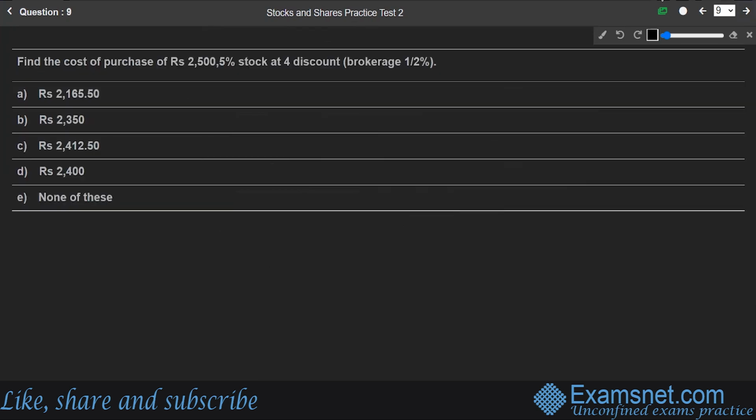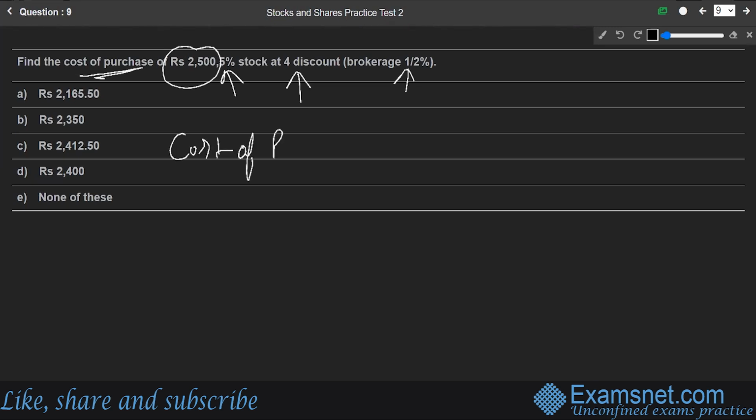Now the question says find the cost of purchase. We have a clear formula of cost of purchase that is being used multiple times, of rupees 2,500, that is the investment given, or the amount given. 5% stock, that is the stock percentage, is given. 4 discount, discount value given. Brokerage is also given. So everything is given to us. We just have to apply the formula of cost of purchase.